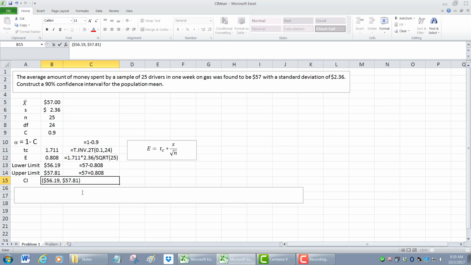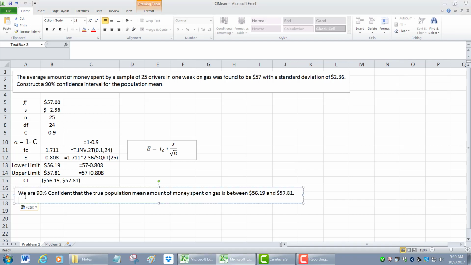And now we're going to provide an interpretation from that. So what we're going to say here is that we are 90% confident that the true population mean amount of money spent on gas is between $56.19 and $57.81.